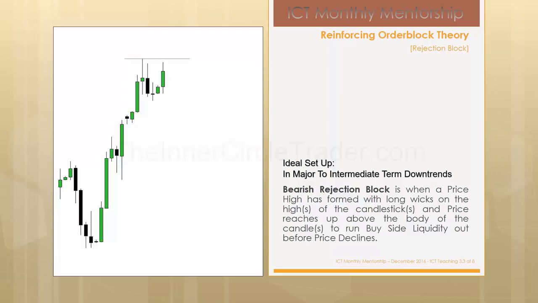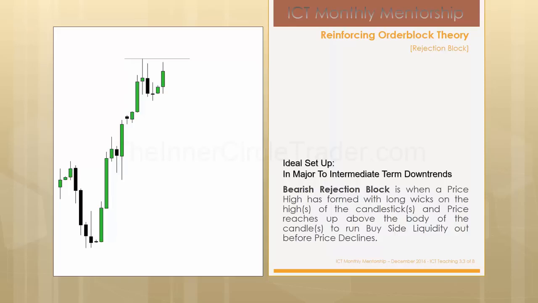And before we get into it, the ideal setups are found in major to intermediate term downtrends. And the bearish rejection block is when a price high has formed with long wicks on the high or highs. It can be more than one candle that forms a high of the candlestick or sticks, and price reaches up above the body of the candle or candles to run the buy side liquidity out before the price declines.